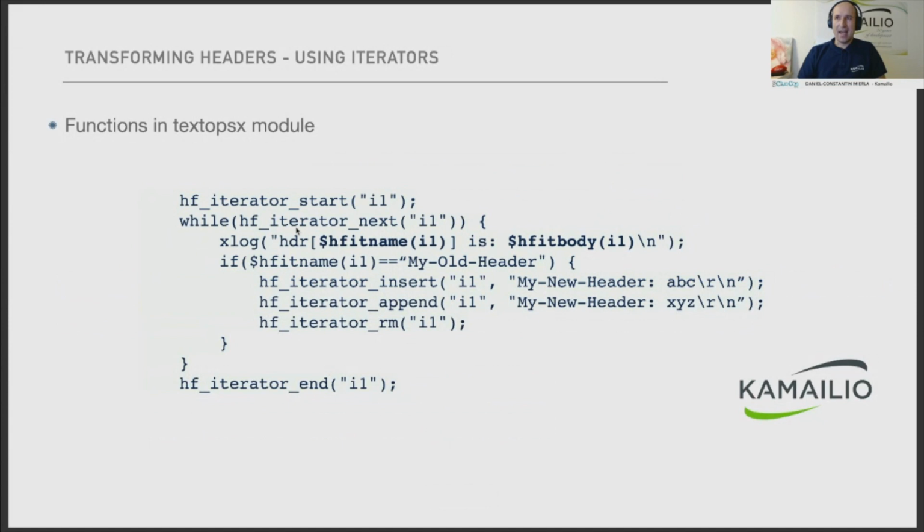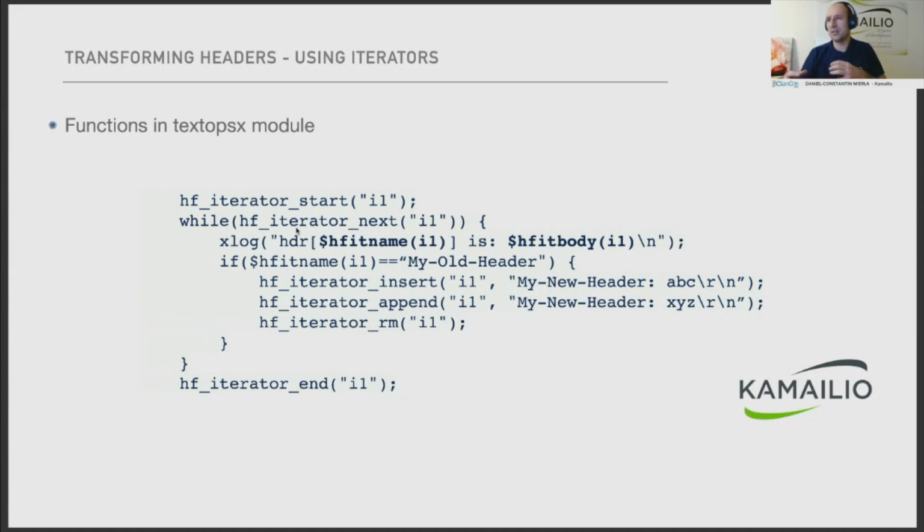Pretty recent, I added an iterator for working with all the headers, and then based on the position, you have variables like HF_IT_NAME, so header field iterate item name for that iterator, and the body. And then with these two operations, variables, you can do any kind of operation.